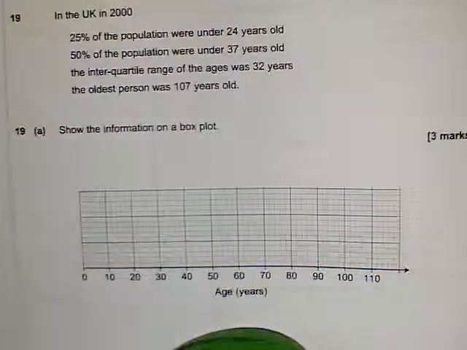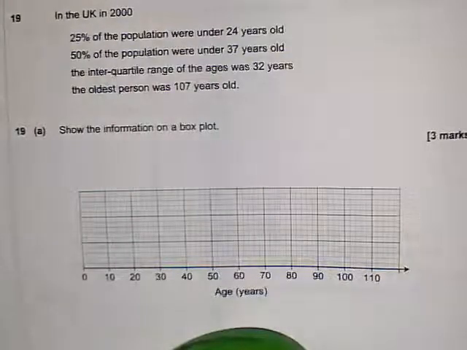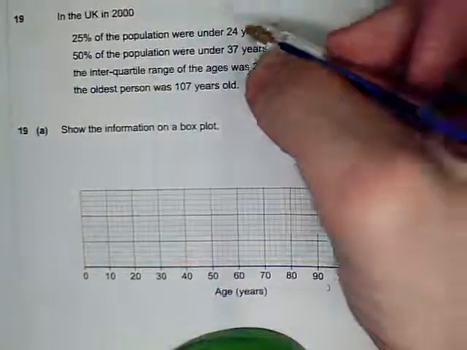Question 19. In the UK in 2000, 25% of the population were under 24 years old, 50% of the population were under 37 years old, and the interquartile range was 32 years, the oldest person was 107. Show the information on a box plot. So we need to have some understanding of how box plots work.